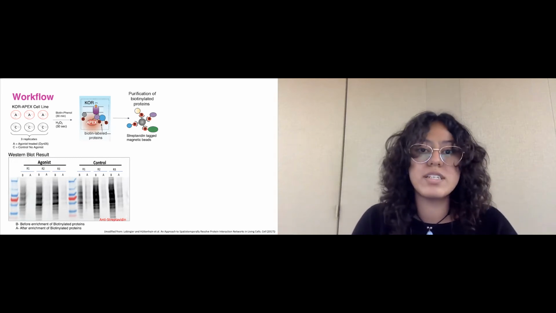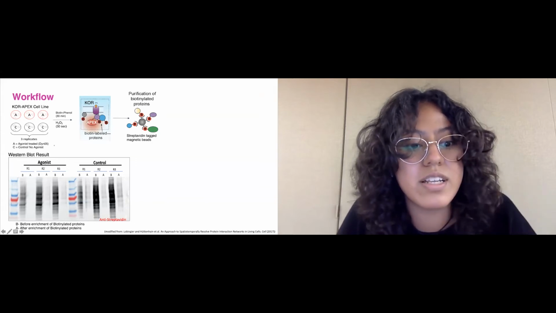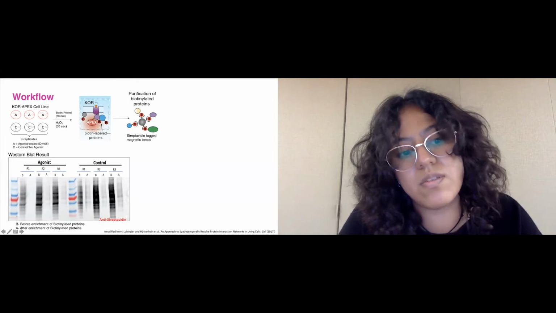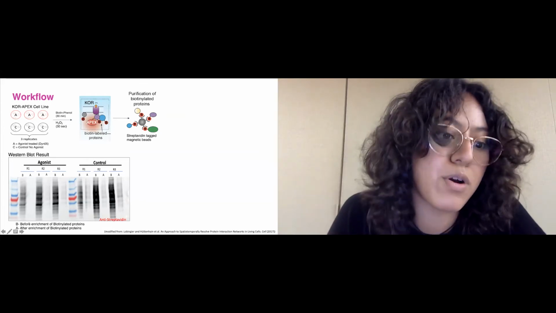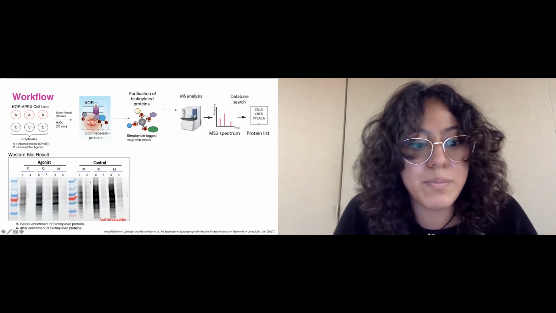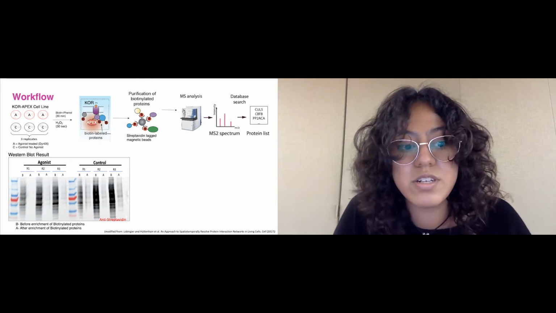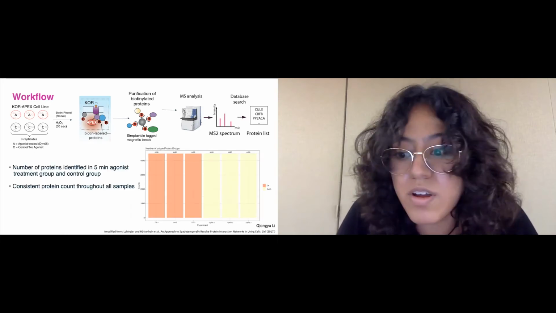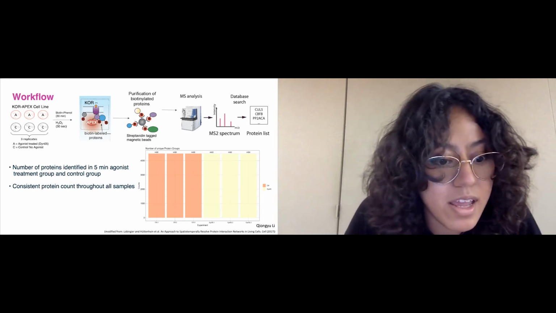To confirm the biotinylation and enrichment of biotinylated proteins, I have a validation Western blot of pre and post enrichment. So pre, we have a lot of proteins, which means we have biotinylated proteins, and then post, we have none, which is good. We then process the enriched samples for mass spectrometry and then compare the list of labeled proteins between control and agonist treated samples.